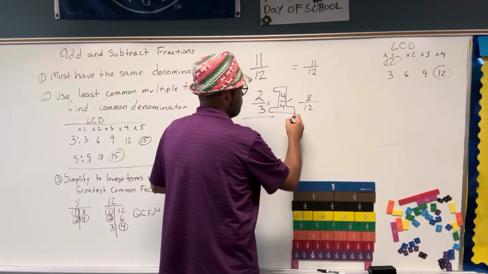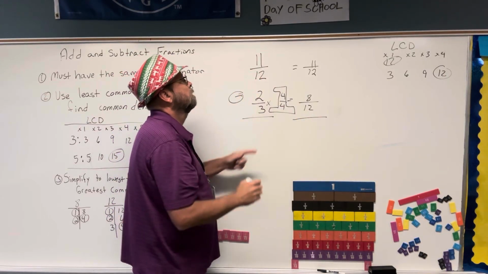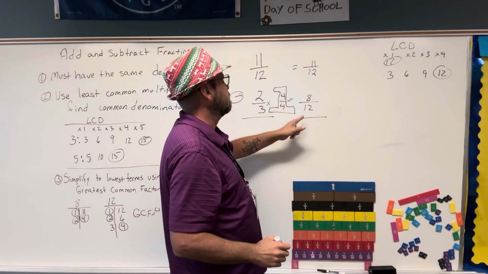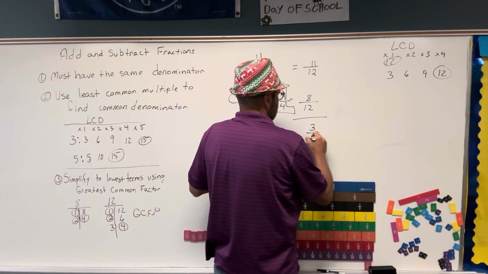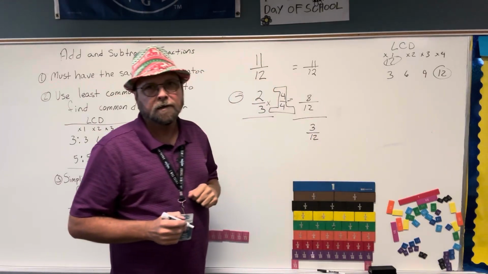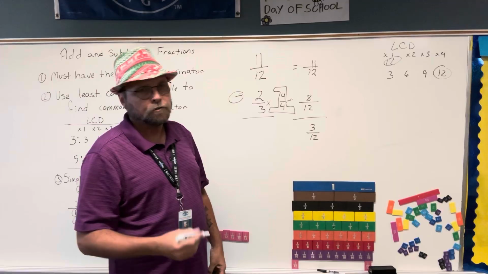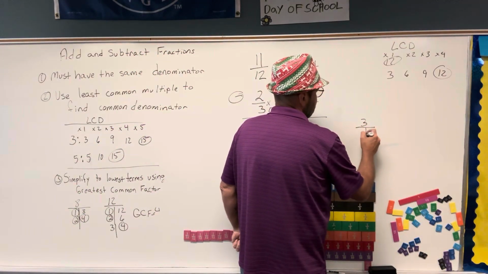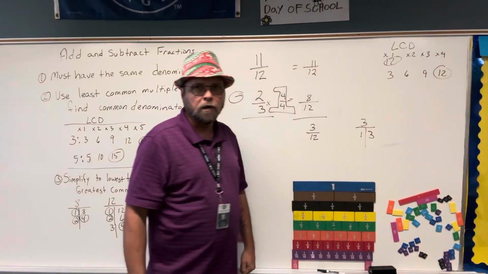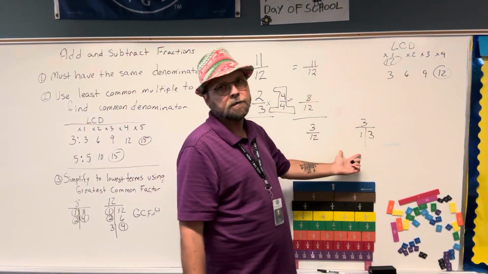Now I go back and I check my sign. 11 twelfths minus 8 twelfths is 3 twelfths. I need to see if I can simplify that. I do that by finding the factors of my numerator and denominator. So the factors of 3 are 1 and 3. That's it. Since it has exactly 2 factors, it is a prime number.